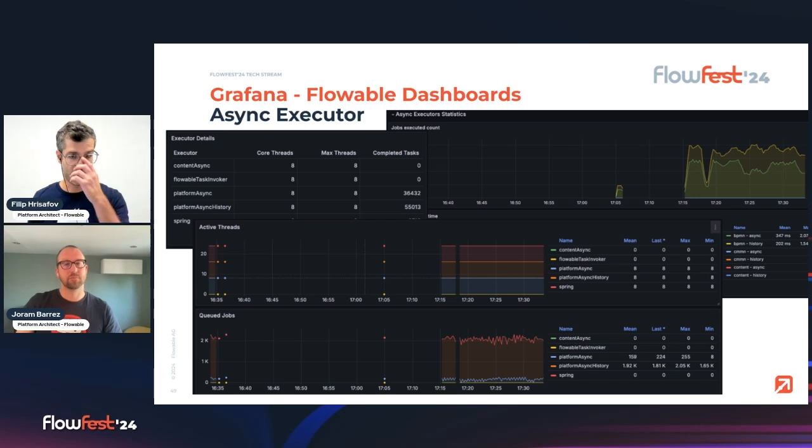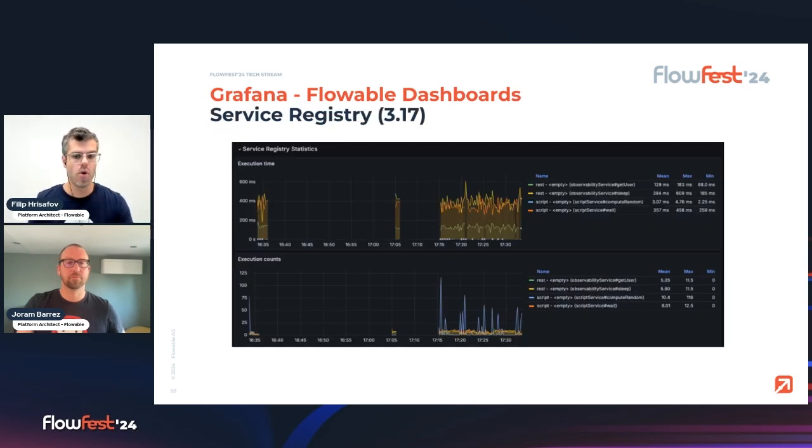So those were some standard Java and Spring metrics, but now we can also display some Flowable metrics. So here we have again the async executor, and we have here even more drilled down the amount of active threads per executor. We have the content, we have the async history executor, and so on, like different ones. And you can even see the jobs and how they're getting executed basically based on the scope type, BPMN, CMMN, or content. And we also, of course, have the new metrics, which is the service register, right?